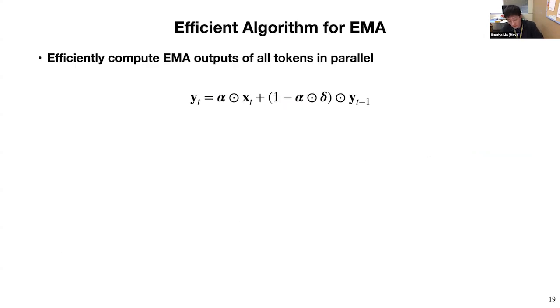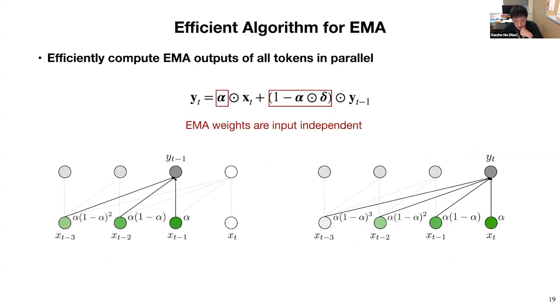And the next question is, how could we efficiently compute the output of an EMA layer? We see that in the formula, EMA is just a recurrent architecture. So it seems like we need to compute the outputs yt one by one. We need to compute the output yt minus 1 first, and then compute the output yt based on yt minus 1. But in fact, there is an advantage of EMA, because we can compute it in an efficient way.